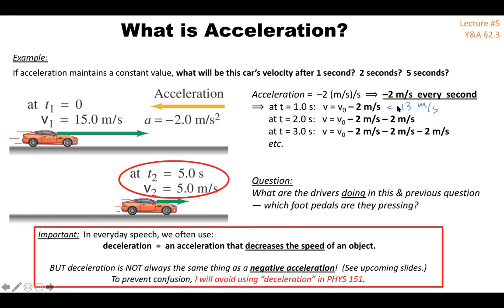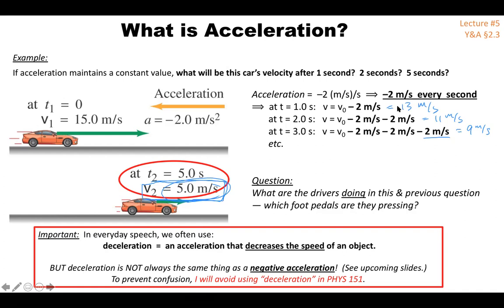After 2 seconds, this would be 15 minus 2, which is 11 meters per second. After 3 seconds, we subtract another 2 meters per second, and that's 9, and so on. And then 7, and then 5. So you can see after 5 seconds, the velocity is going to be 5 meters per second.